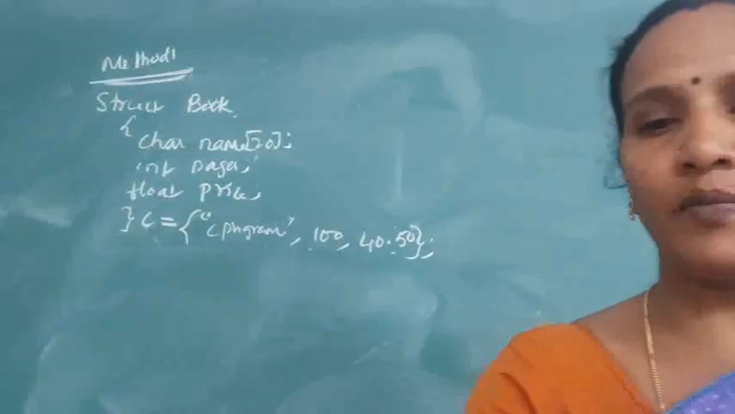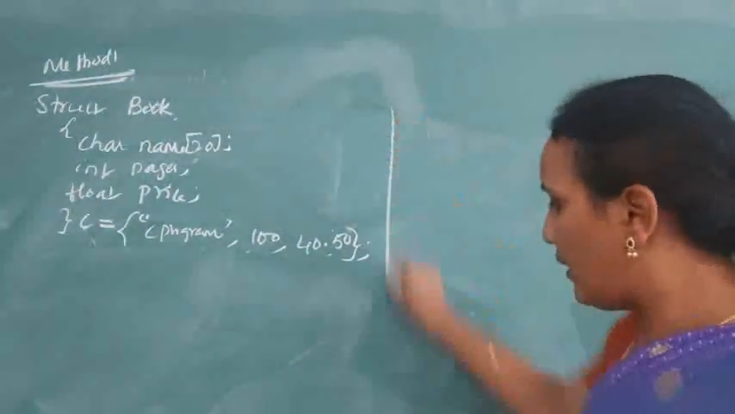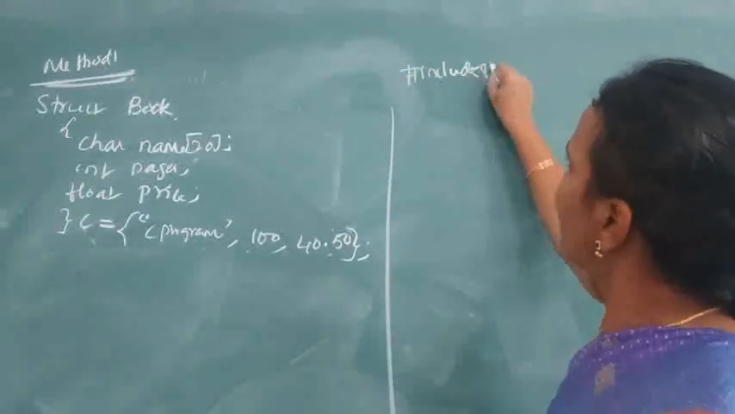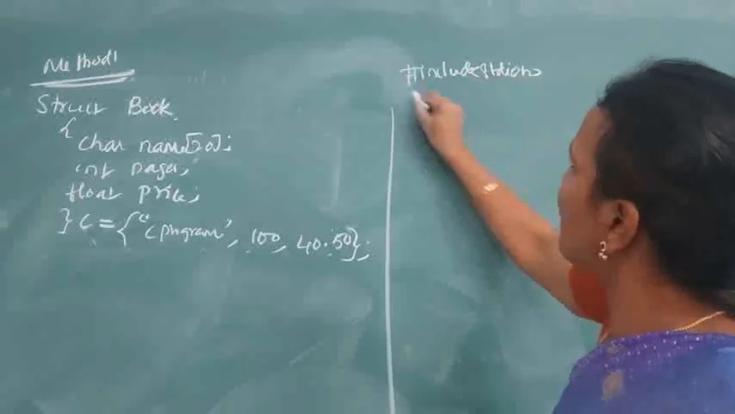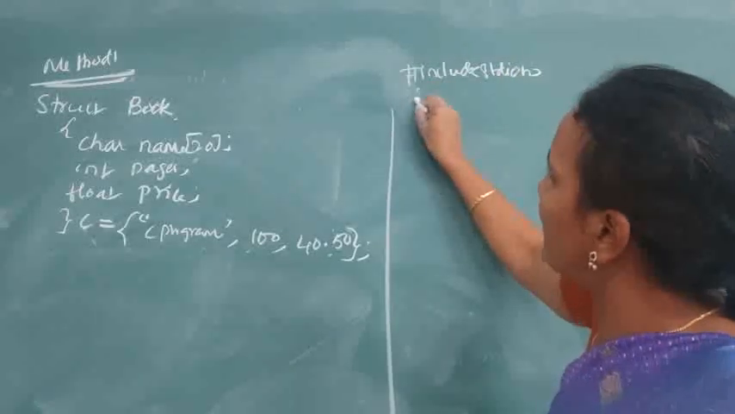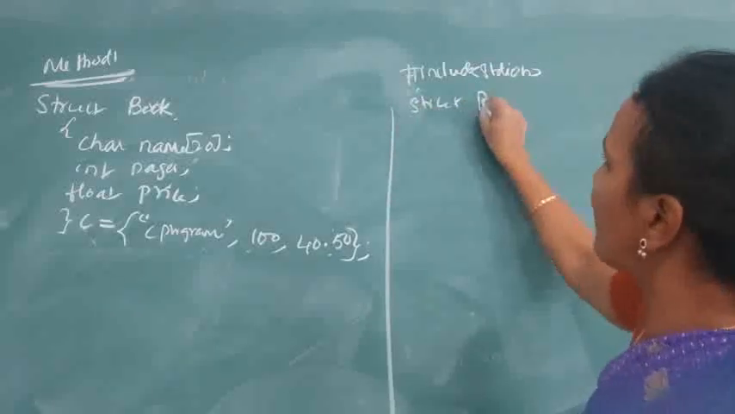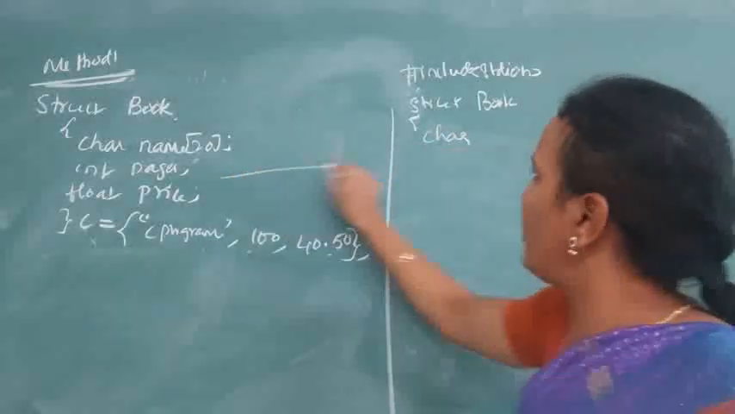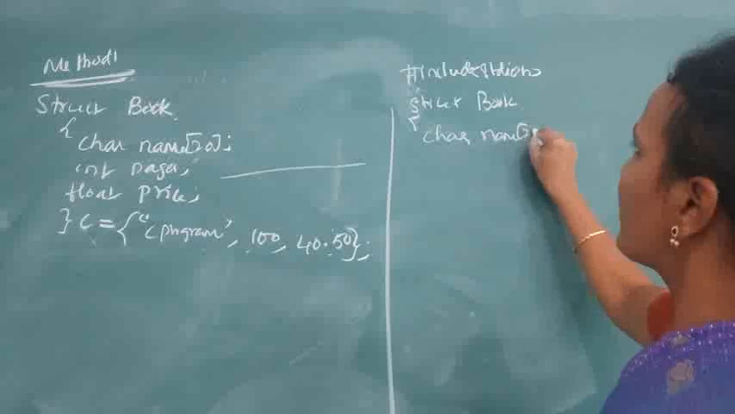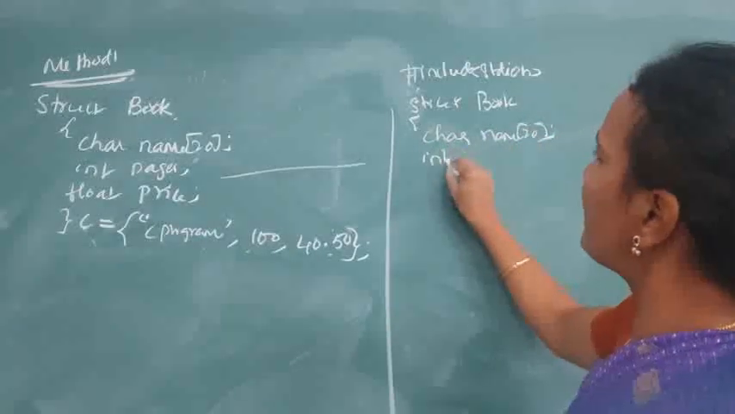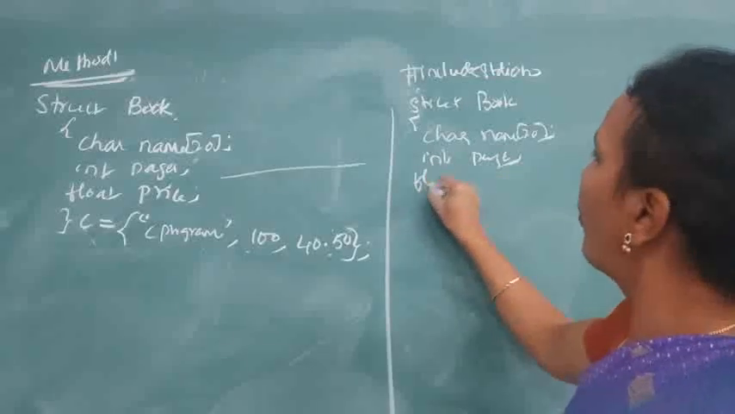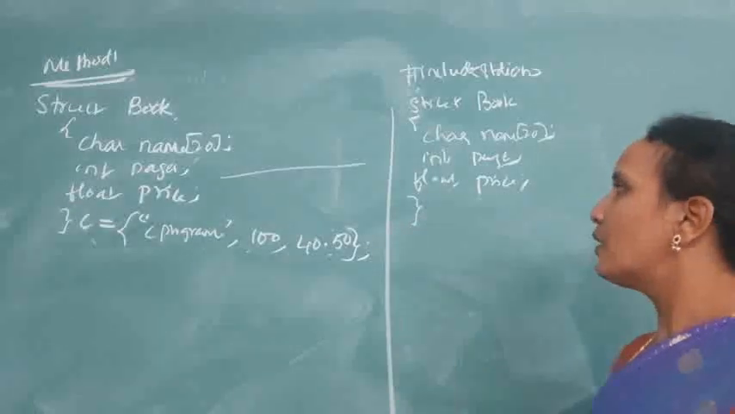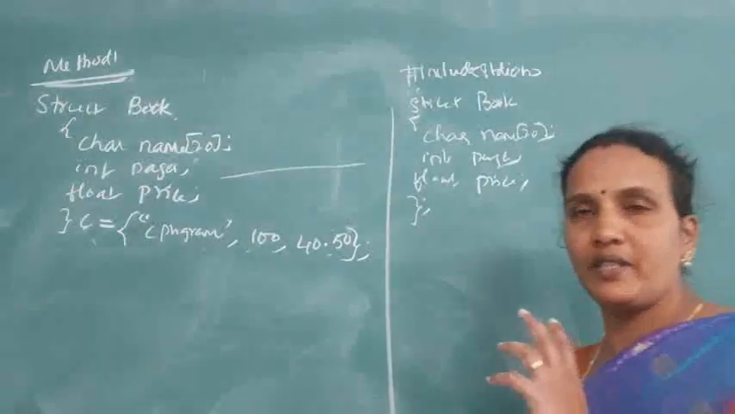In the second method, we initialize values in the main function. #include <stdio.h>. For example, here a structure is created. struct book. And how many members do we have? Same structure: char name[20], next int pages, float price. Okay, now we have only given the structure, only the template is created.